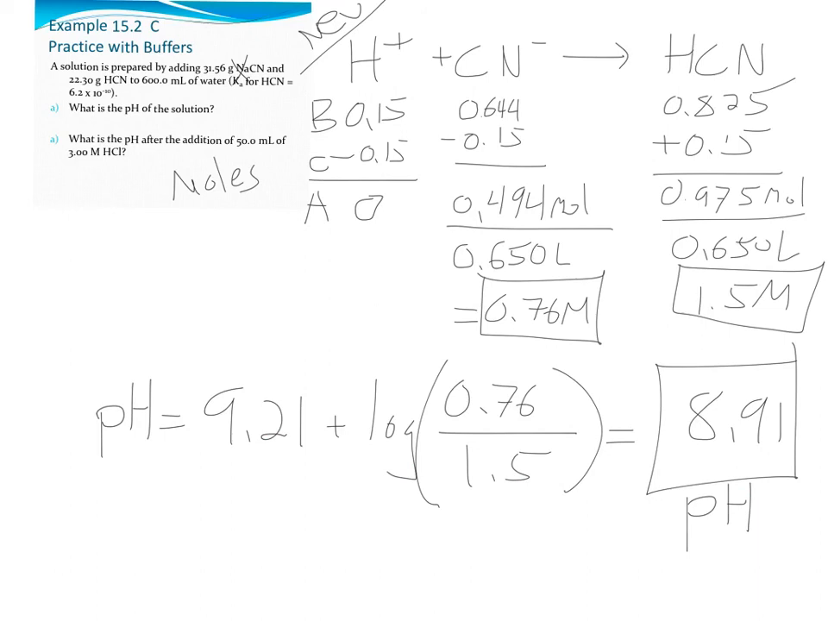So this problem took 2 steps. The first one, we had to do a stoichiometry problem to neutralize the acid that was added with the conjugate base, and then at the end we had a conjugate pair, so we had to solve a buffer problem.